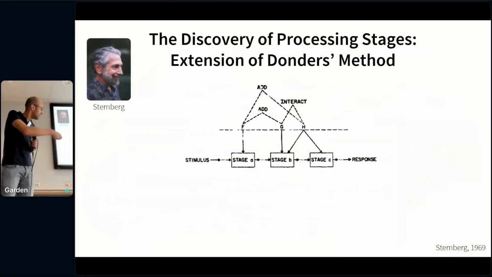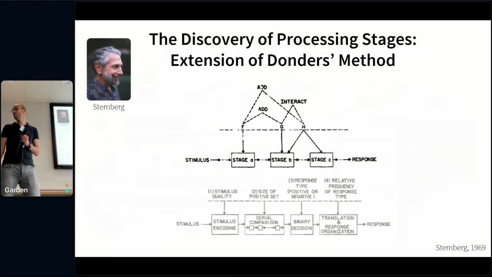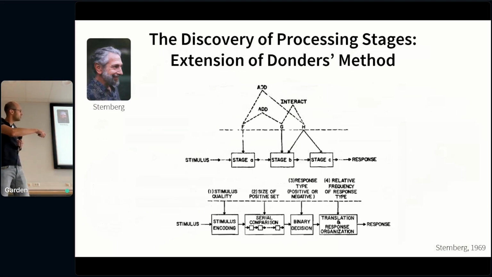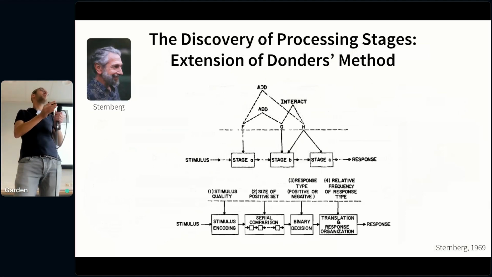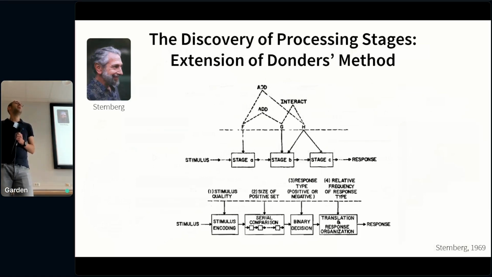Sternberg, 100 years later, in 1969, thought we can do better than this. And he published a paper, The Discovery of Processing Stages, Extension of Donders' Method. And he presented an experimental method to give you evidence of the existence of stages or not. That's the additive factor method. And he discovered stages like stimulus encoding, serial comparison, binary decision, and so on. But already in that paper, he says, yeah, this is limited because we can only show as many stages as we have experimental factors in our experiment, and we don't get duration estimates of those stages. So he already indicated the shortcomings of his method.